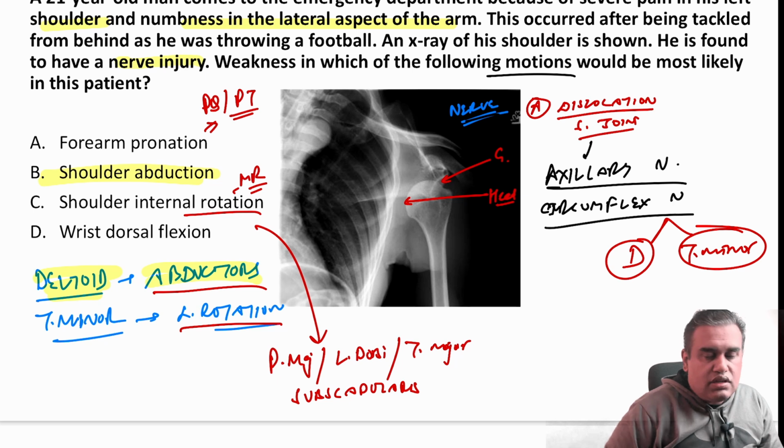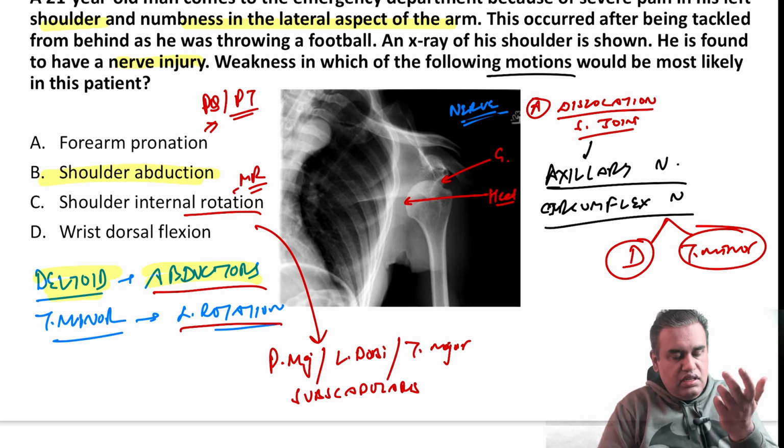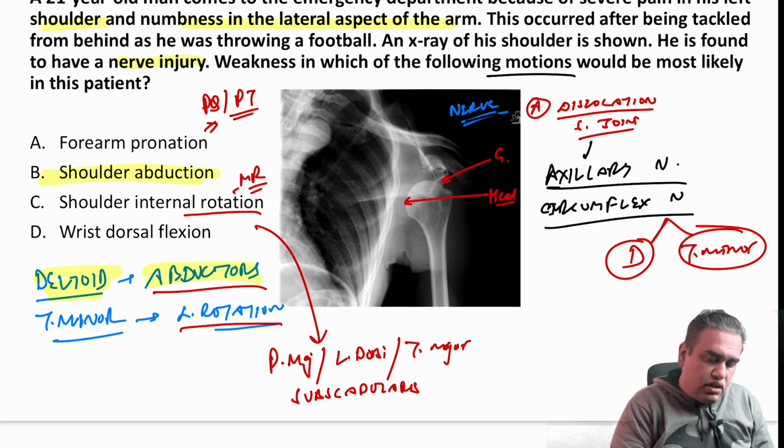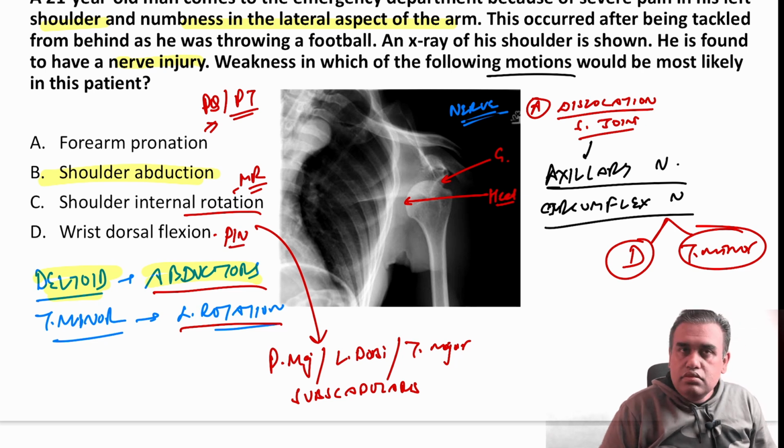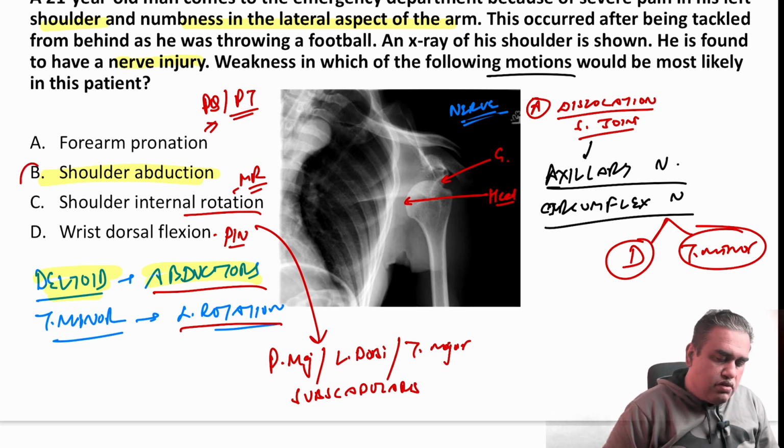Last option, wrist का dorsiflexion. Dorsiflexion, or you can say extension, is done by the extensors of the forearm. तो यहाँ पे जो nerve आएगी वो posterior interosseous nerve. Answer over here is obviously our option number B.